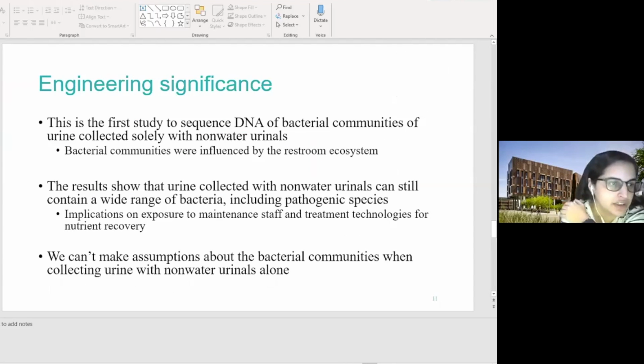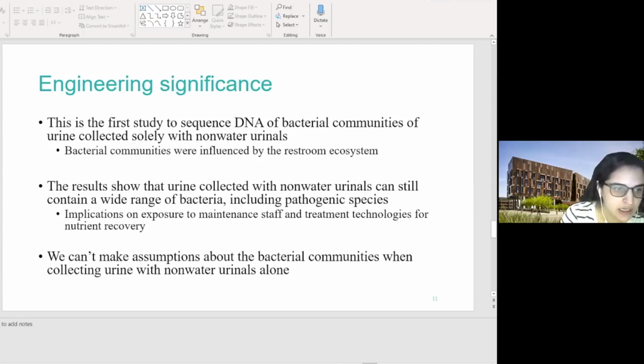So what is the engineering significance? This is the first study to sequence DNA of bacterial communities in urine collected solely with non-water urinals. The bacterial communities were influenced by the restroom ecosystem. We found that we did have some fecal contamination. This shows that it wasn't just from the interaction between the person using the fixture. It was also about what was in the air, what was walked in the air and landed into the urinal, and then the urine added on the urinal surface would bring, I think, the fecal contamination into the tank.